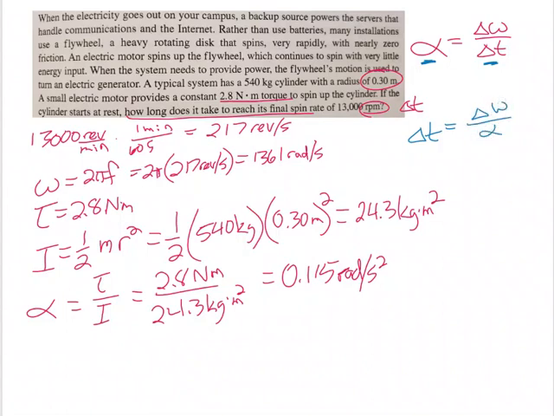Delta omega, we calculated already. Oh, it started from rest. So delta omega would be final minus initial, so it's going to be positive. So we have delta t equals the 1361.